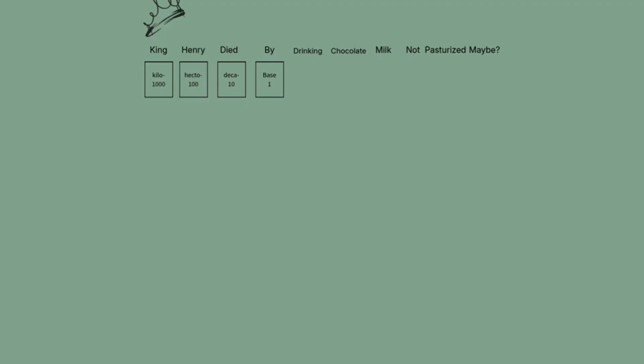The D in drinking stands for deci, which means 0.1. The C in chocolate stands for centi, which means 0.01. The M in milk stands for milli, which means 0.001.